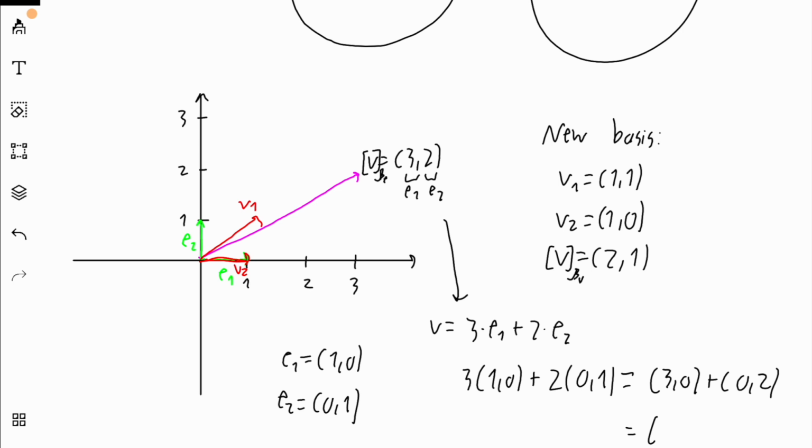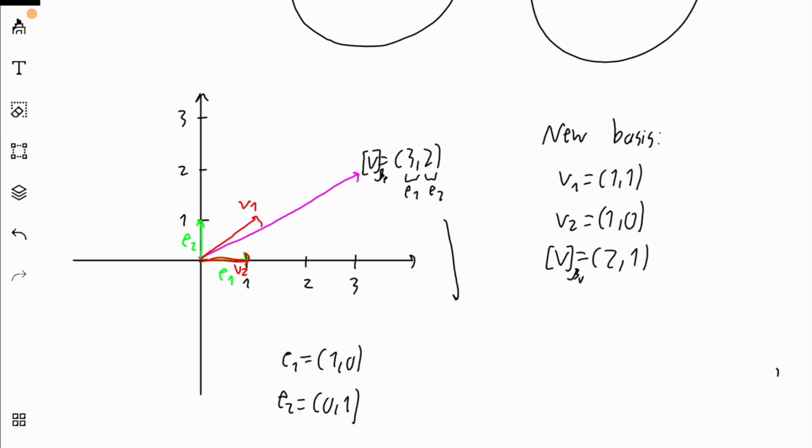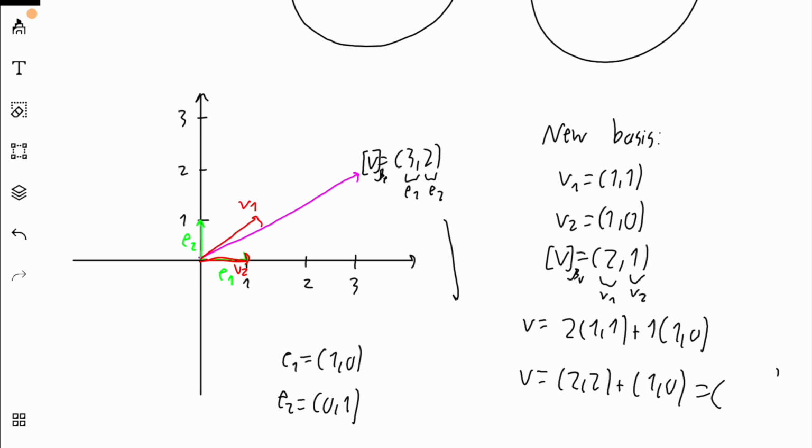This vector is expressed in a different basis. And again, if I actually multiply out this vector v, in terms of the basis v1, v2, it equals 2 times v1, which is (1, 1), plus 1 times v2, which is just (1, 0). So this vector v will equal (2, 2) plus (1, 0), which equals (3, 2).